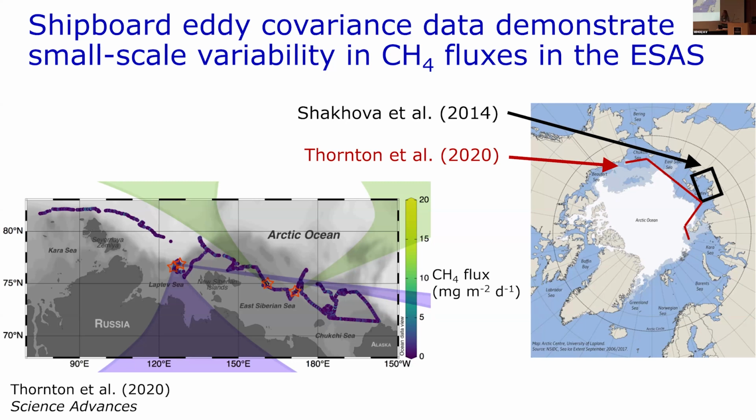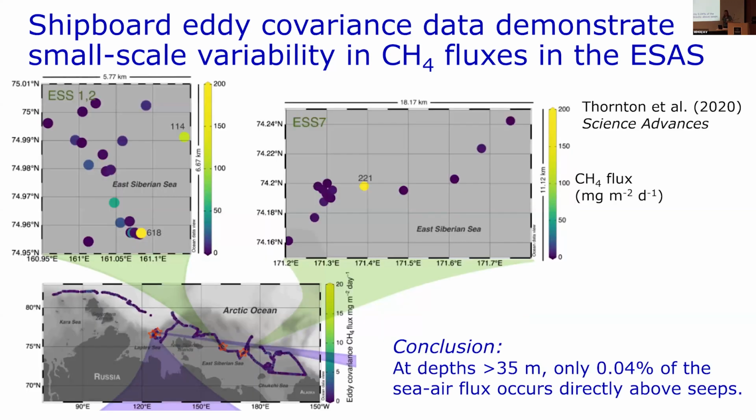And they collected data along this transect here, which basically spans a lot of the East Siberian Arctic shelf, right, going all the way from the Kara Sea to the Chukchi Sea. And so what did they calculate? So these little colors here are zooming in on spots where they saw seeps and they saw hotspot fluxes. So I'm just going to show you the results for 2 of those, right?